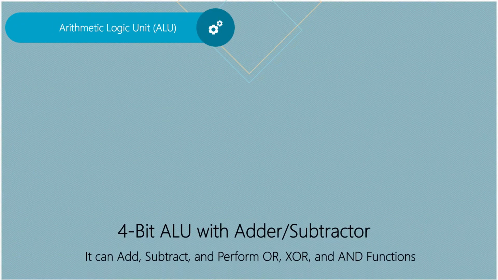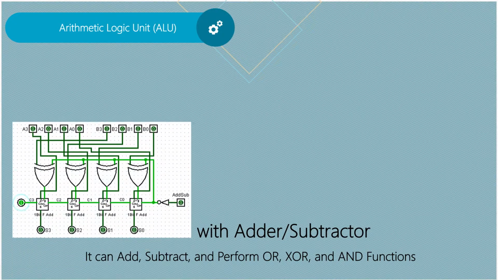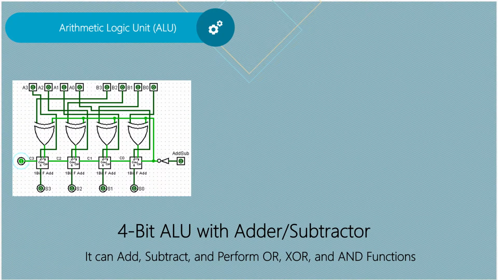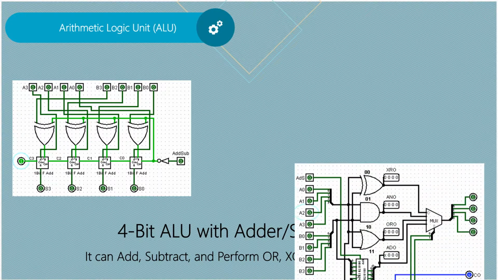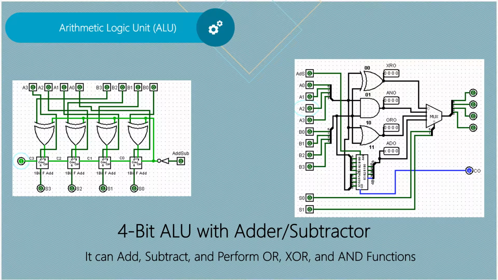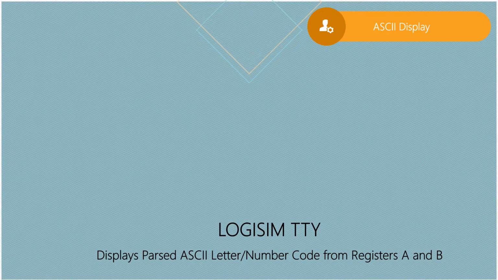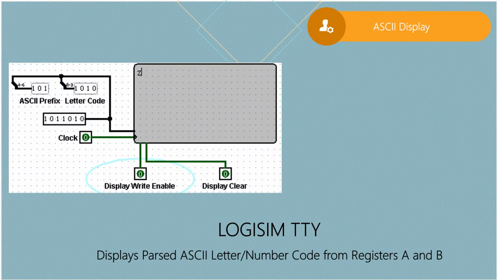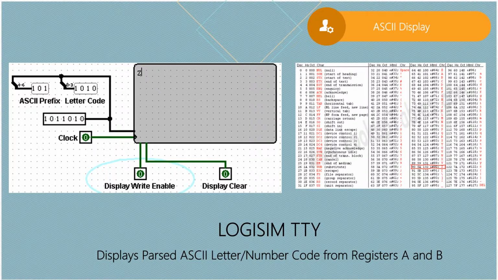The arithmetic logic unit has an adder and subtractor built into it, and once it is all put together, it can add, subtract, and perform OR, XOR, and AND functions. Next, we have the ASCII display, which is a Logisim TTY. If you feed in the ASCII prefix of 80 and the letter code of 10, you'll get a Z. According to the ASCII code, that is correct.